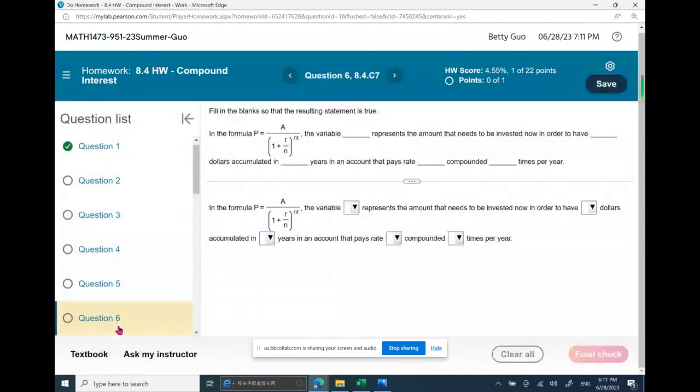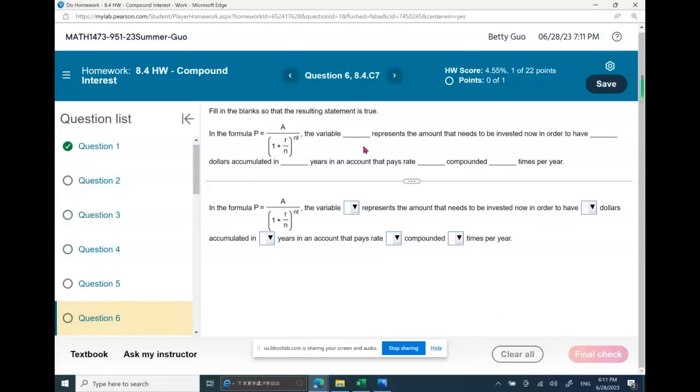Number 6. Okay, let's look at this. Fill in the blank such that the resulting statement is true. In the formula, P equals A over 1 plus R over N, in the parentheses, if you watched my video, you probably have not yet. Whatever is inside the parentheses, we call that compounding factor. We raise the compounding factor to the power of n times t.